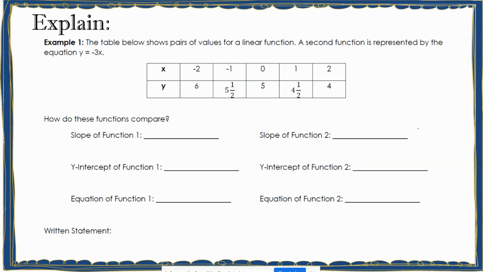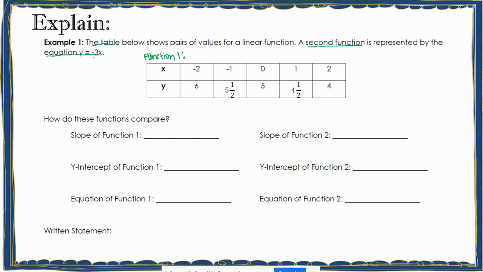Example 1 shows you a table. It says the table below shows pairs of values for a linear function. A second function is represented by the equation y equals negative 3x. You have to read these very carefully so that you understand what you're being asked because there are two different functions that we're talking about here. So this table is actually function 1 because we're talking about the table first. And then it says a second function is represented by the equation y equals negative 3x. So this is function 2.